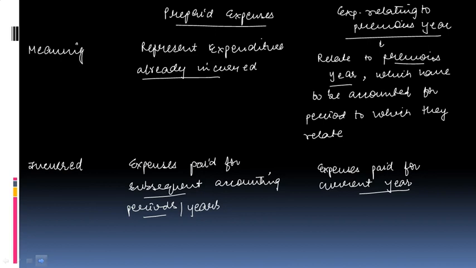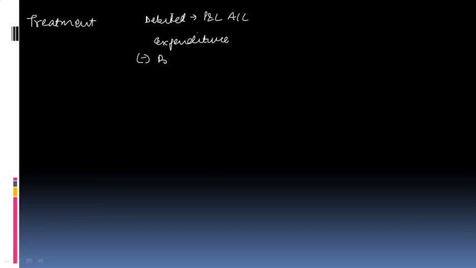Pause. Now, what is going to be the treatment? If I talk about the treatment itself, first of all, they are debited to profit and loss account. Being an expense, it is debited to profit and loss account. So this is going to be expenditure. The treatment is expenditure less prepaid expenditure. This is your treatment of prepaid expenditure.